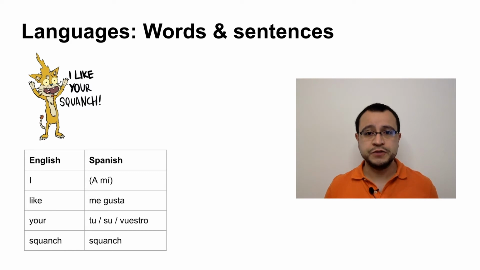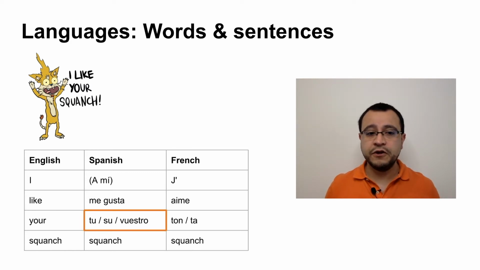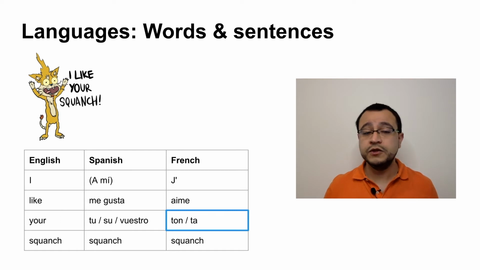"J'aime ton squanch." However, it is important that we take a look at the third row, in which, depending on who we are talking to, the formality or informality of our conversation, we can use different words in Spanish. Also, it is worth noting that depending on a squanch being feminine or masculine, we might use different words like "ton" or "ta."